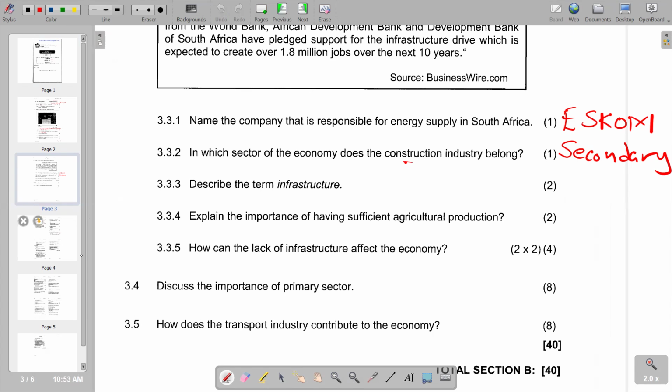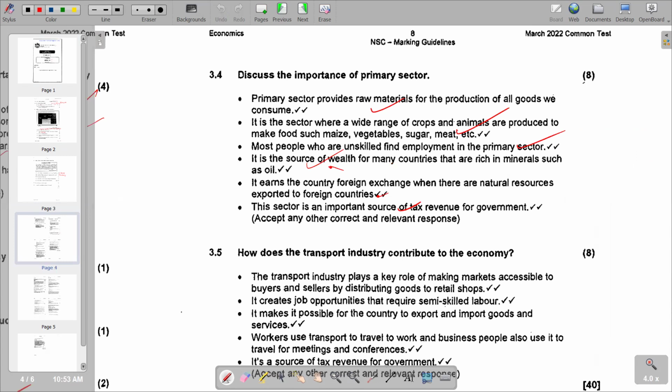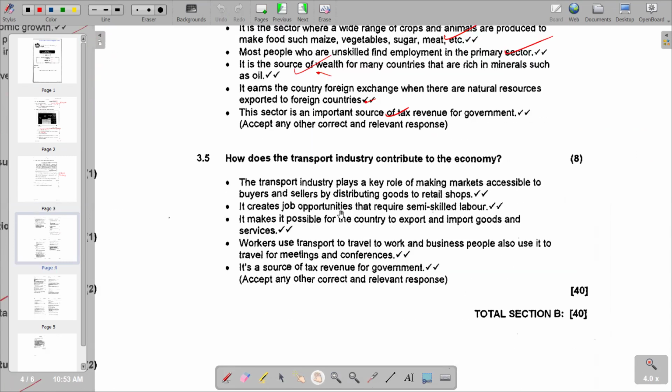So we go to another section and try to see what we have. We go to the first point saying the transport industry plays a key role in making markets accessible to buyers and sellers by distributing goods to retail shops. So the issue of distribution becomes very pivotal. Then you go to the next one. It creates job opportunities that require semi-skilled workers. Also, the issue of job opportunities, employment can never be scrapped. So it is also important from the point of view of the creation of job opportunities, which will lead to reduction of unemployment as a macroeconomic problem.